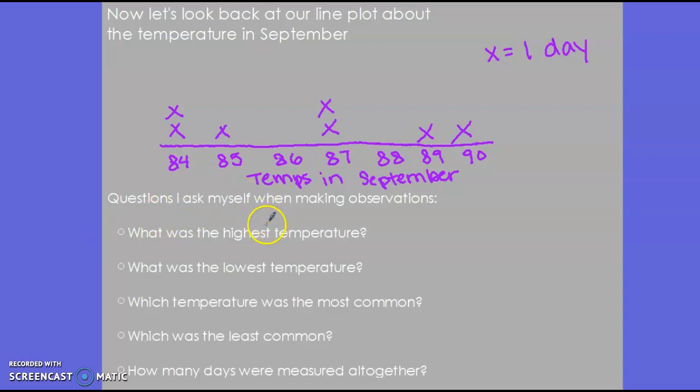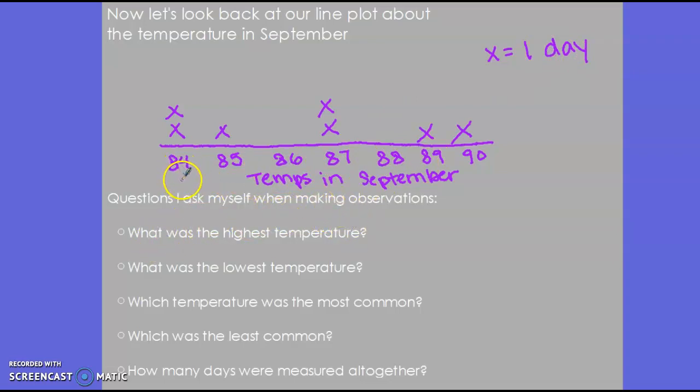So these are some questions we could answer just by making some observations of these line plots. It says, what was the highest temperature? Now I want you to be careful. That doesn't say how many days had the highest temperature. It's not asking you to count the x's. It's asking what is the highest temperature. If you think back to what these numbers and x's mean in our chart, the x's are the days, so the numbers are the temperature. So we just want to see which was the highest temperature.